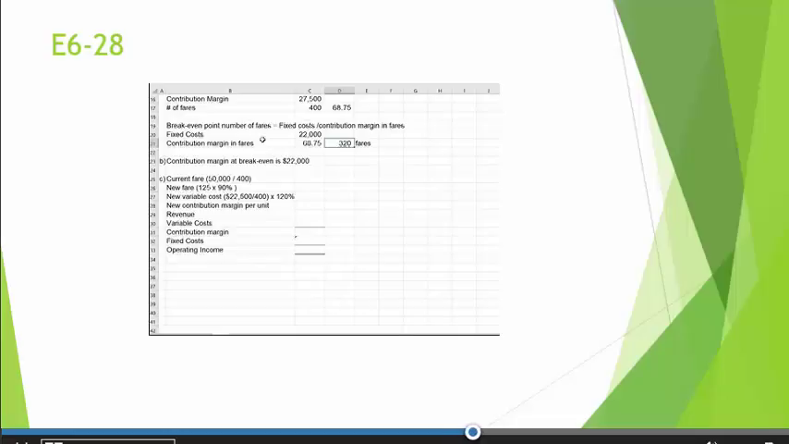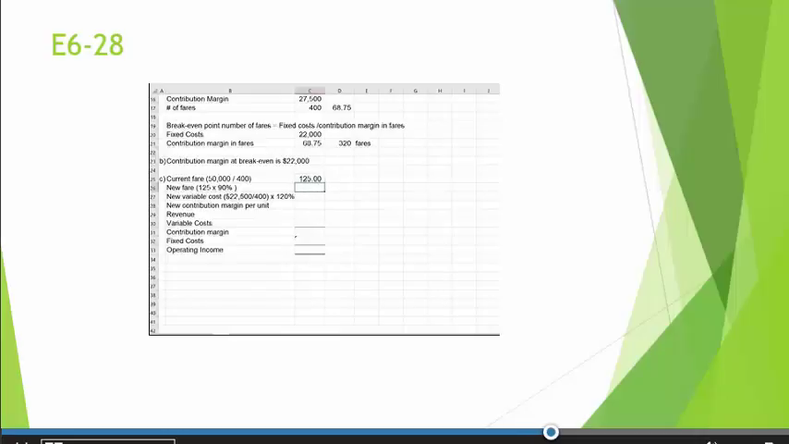The final scenario says if fares were decreased by 10%, an additional 80 fares could be generated. However, total variable costs would increase by 20%. So we're trying to determine whether we should adopt this fare decrease. We would get more fares, but with more variable costs. So we need to calculate the current fare. The current fare is the $50,000 divided by 400 fares, so we're right now charging $125 per fare.